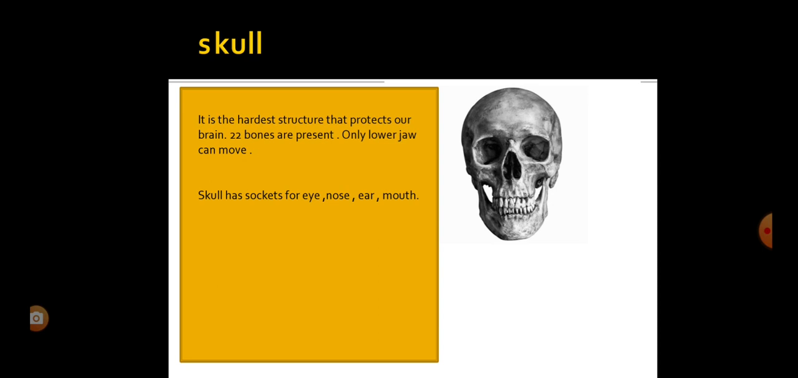The skull consists of a total of 22 bones, but from this structure you cannot see 22 different bones, because they are attached with each other. Out of these 22 bones, only the bones of the lower jaw can move. That means the bones present in our lower jaw can move. And you can see in our skull there are different sockets, some holes for our organs, like our eyes, nose, ear and mouth.